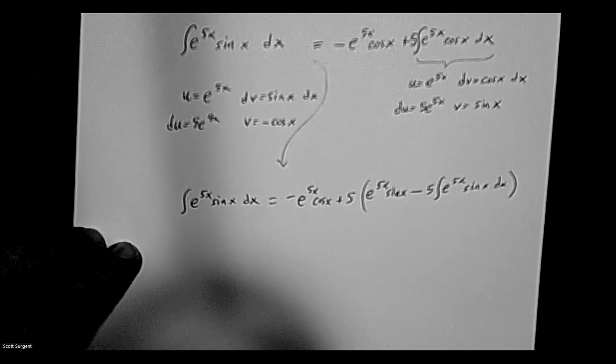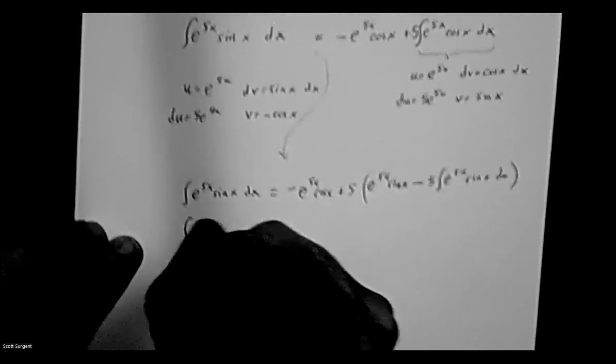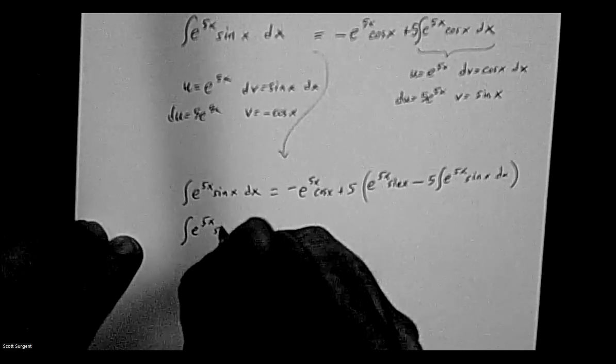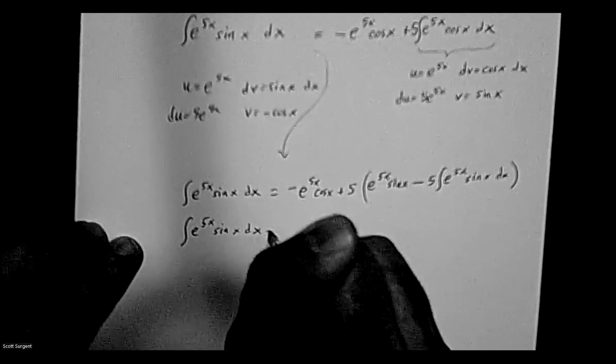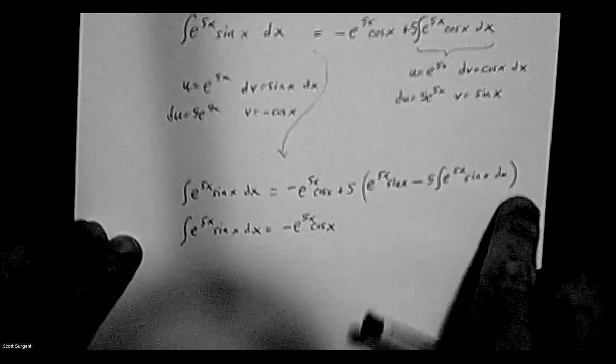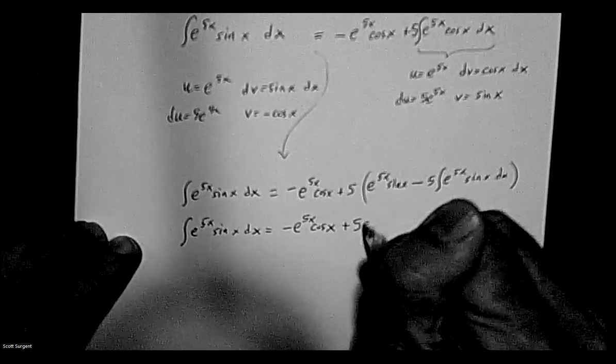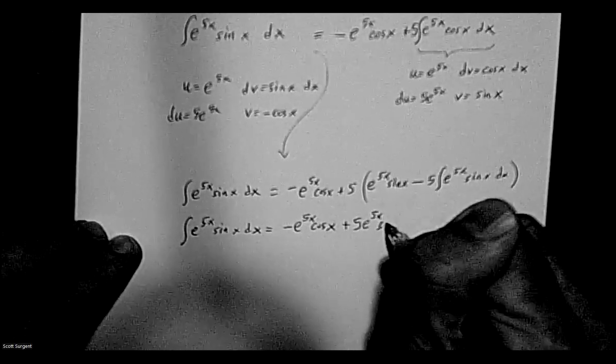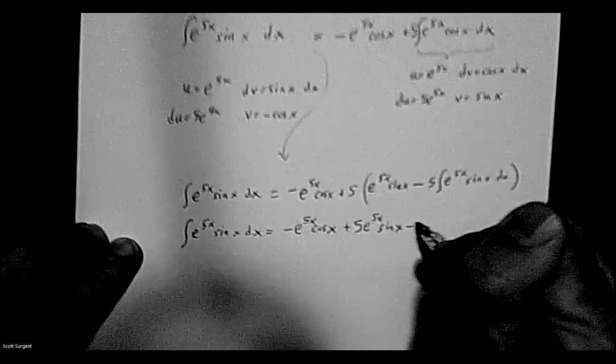Okay. I think that's what they're talking about. So if I clean this up a bit, let's distribute that 5 through. It's going to make a 25.